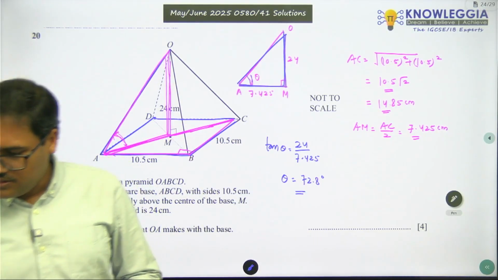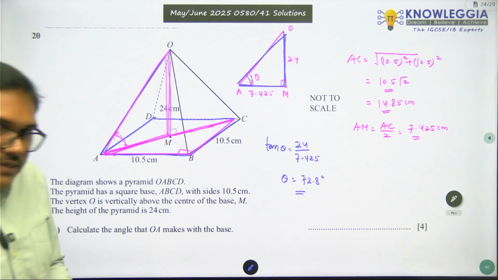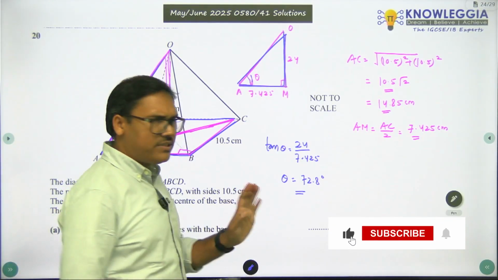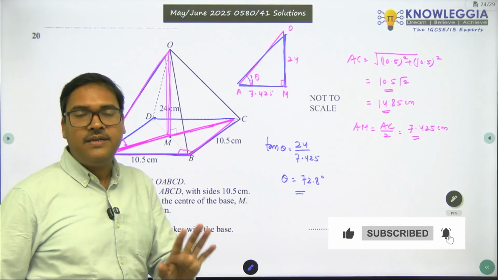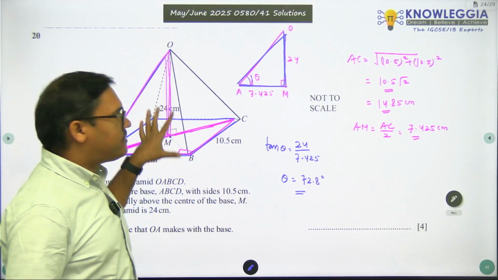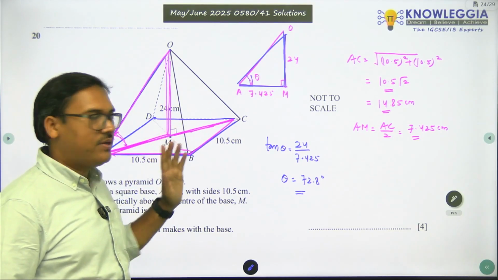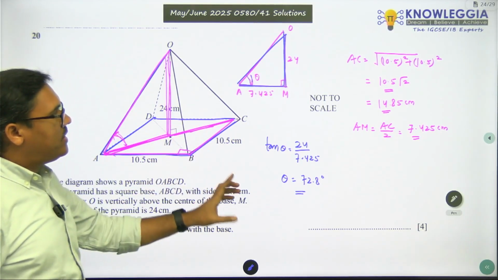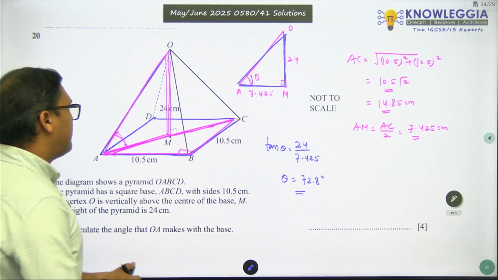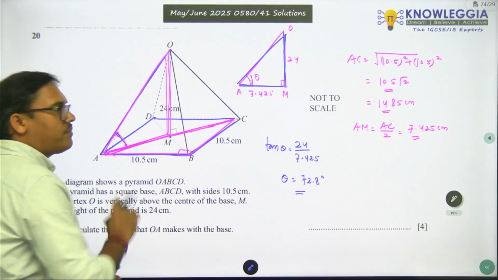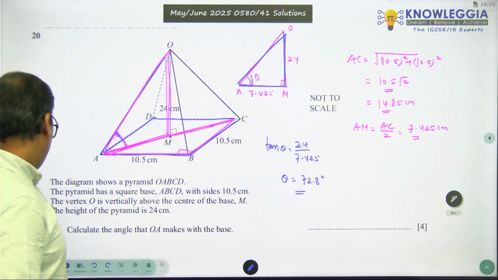So let's check the answer. This is 72.8 degrees. That is the correct answer for this question. I hope this is clear. This is again a very standard question from 3D trigonometry, just finding the angle between the base and some side or some edge in 3 dimensions. So what I have done is I have just got this angle. Okay, so now let's move to the next one.